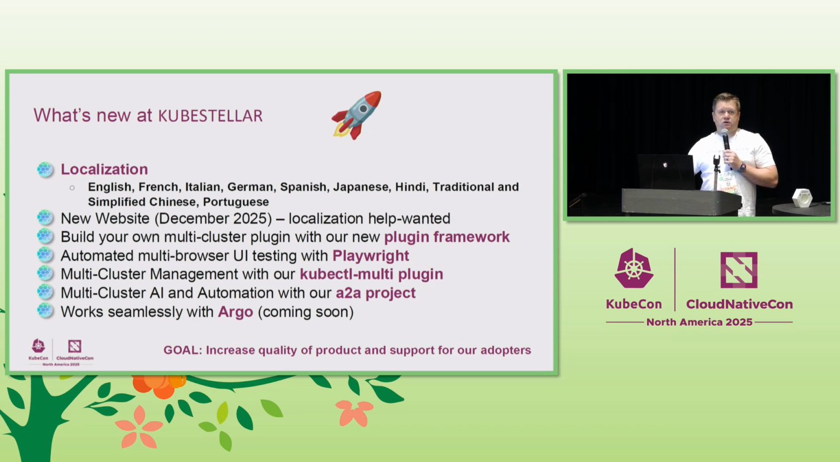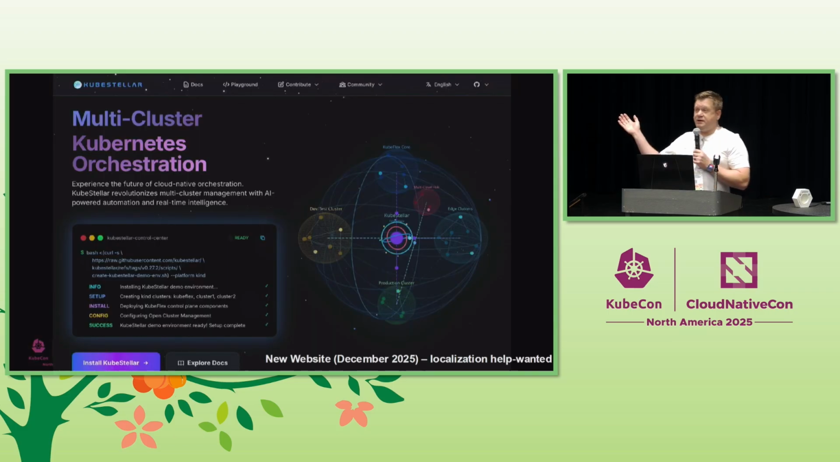We've started off with the A8 project, and that allows us to automate your provisioning and pod and workload and binding policies across all clusters using your favorite, either Gemini, OpenAI, add your API key here. And we're working seamlessly with Argo. The goal this second half of this year has been to increase the quality of our product and support for our adopters. Here's our new website. It'll be coming out in December. I think you'll all love it there.